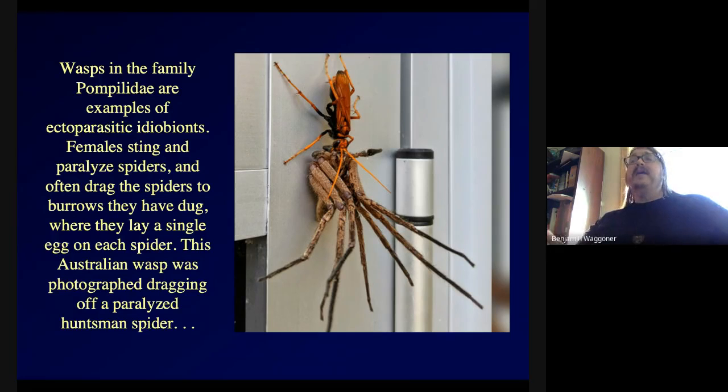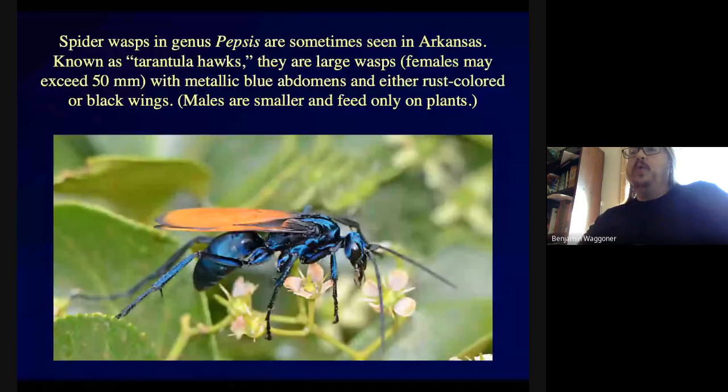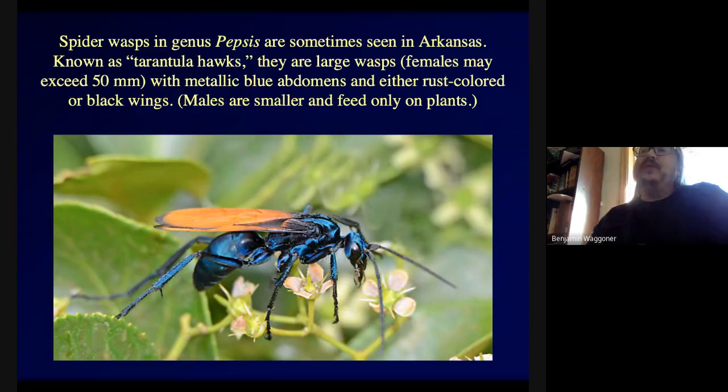I have occasionally seen some of our own native pompilids. They look like this. They're quite attractive insects, and they're quite large. Females can get over 50 millimeters. We're talking nearly 2 inches in length. The males are a bit smaller. The common name for these is tarantula hawks.